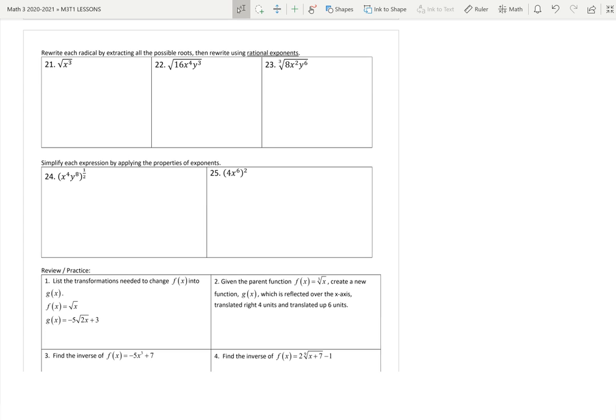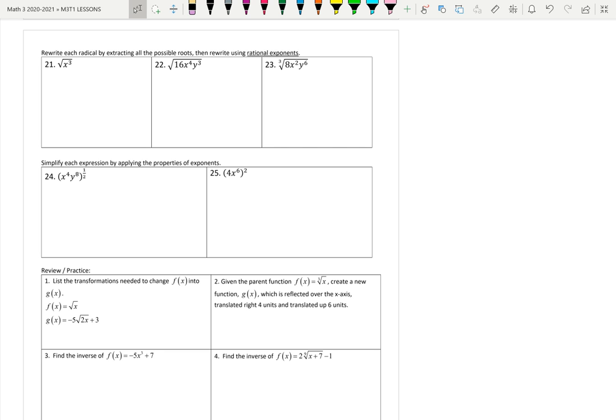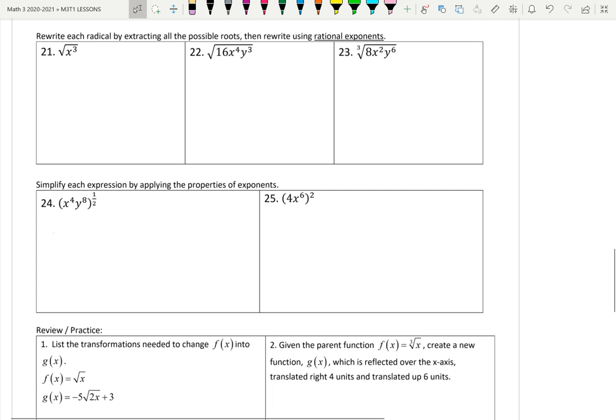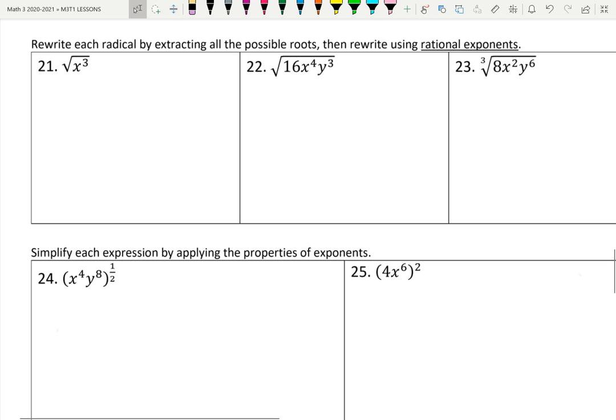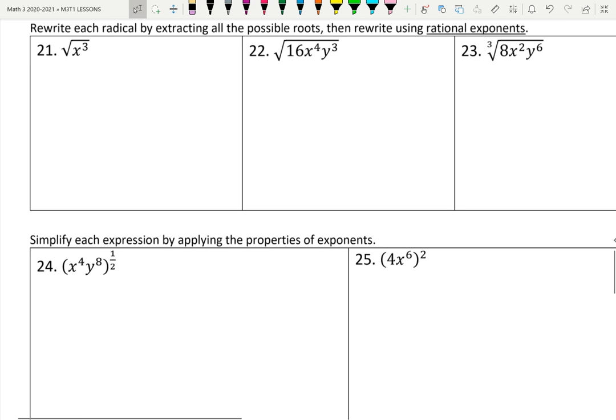Alright. Rewrite each radical by extracting all possible roots, and then rewrite using rational exponents. Bada bing, bada boom. Immediately I see that this is a square root because there's no index listed. You can see in 23 that when the index is listed, you go with that, but otherwise we assume it's going to be 2. So since this is a square root, we're going to represent this as x to the 3 halves. That 2 came from the invisible index.